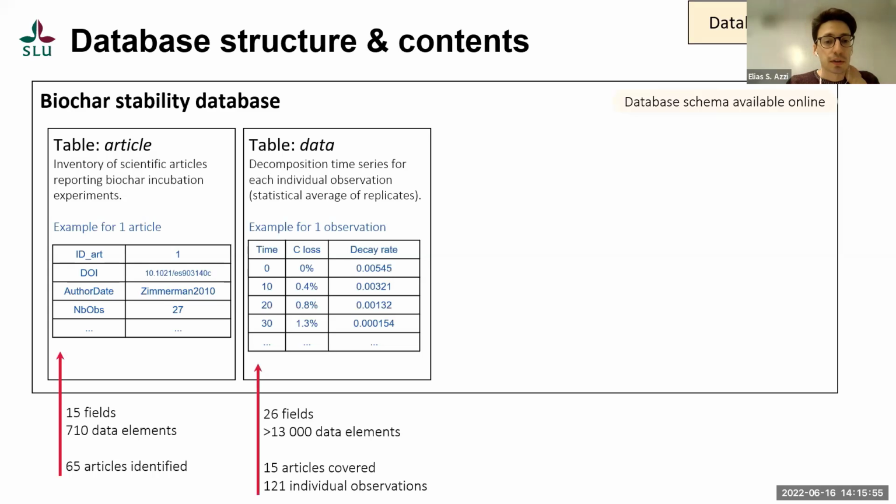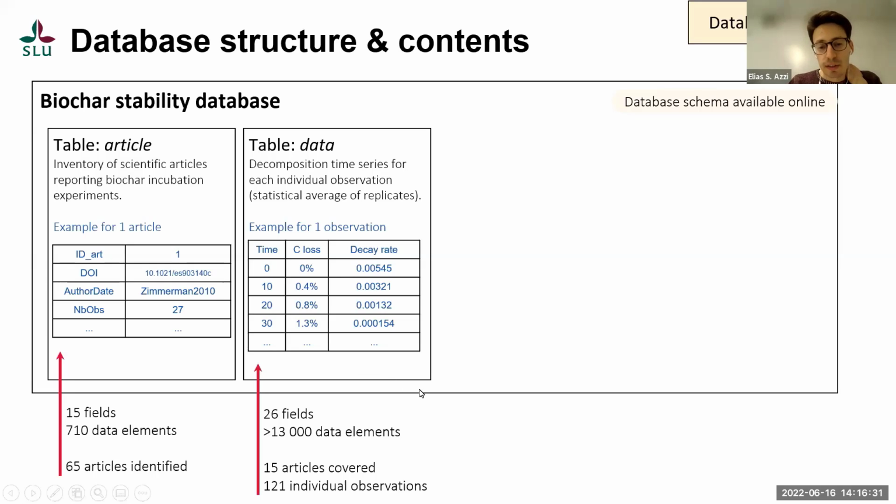Then from the articles, we extract data, and that's contained in a table called data. There, the data refers to the time series, the actual measurements of CO2 released from biochar over time once it's placed in the soil. So we have decay rates and cumulative fluxes to record there, and we have collected data for 121 individual observations, which is already more than what is available in the existing studies on biochar stability.